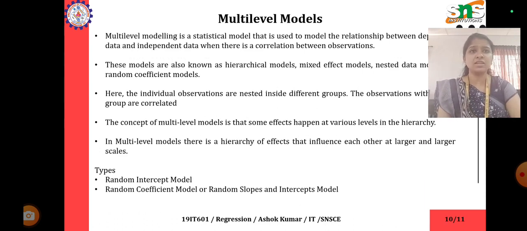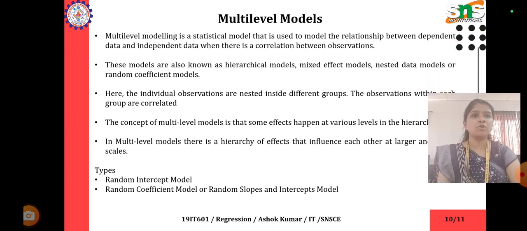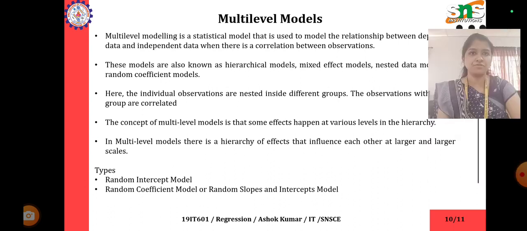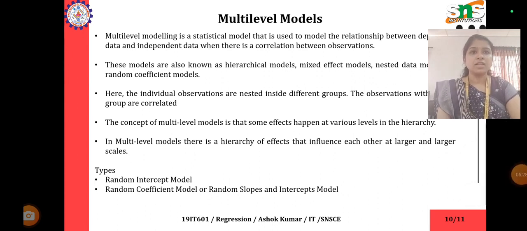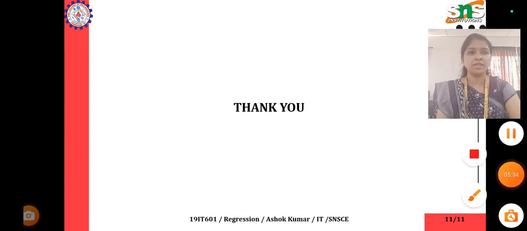Next is the multi-level models. Multi-level modeling is a statistical model that is used to model the relationship between dependent data and independent data when there is a correlation between observations. These models are also known as hierarchical models, mixed effect models, nested data models, or random coefficient models. The types of multi-level models are the random intercept model, random coefficient model, and random slopes and intercept models.